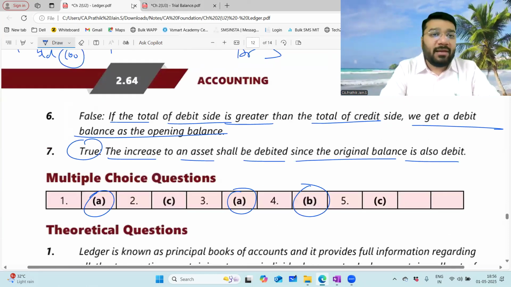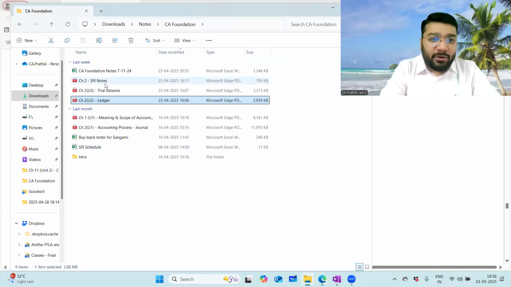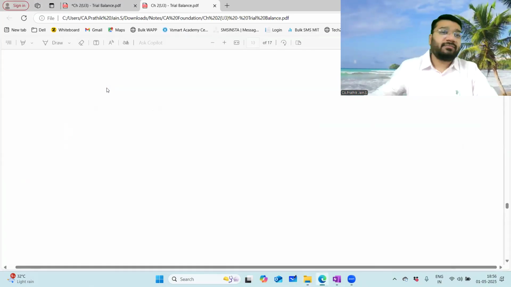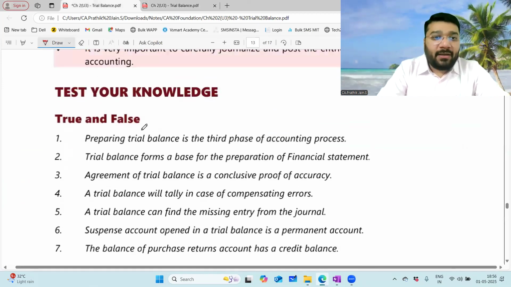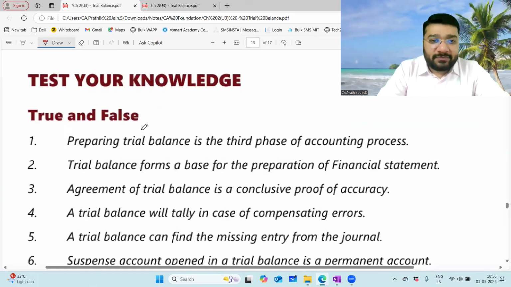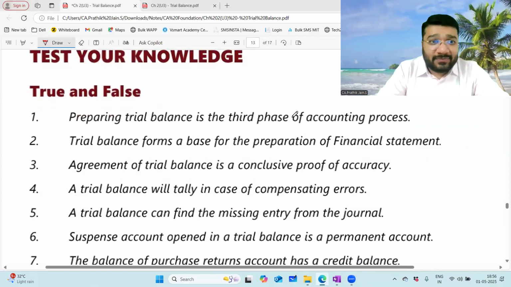Unit 3, trial balance. Online people, is this speed okay? Am I going too fast? Is this speed okay or am I going too fast? Okay, sir. Okay. Yes, sir.